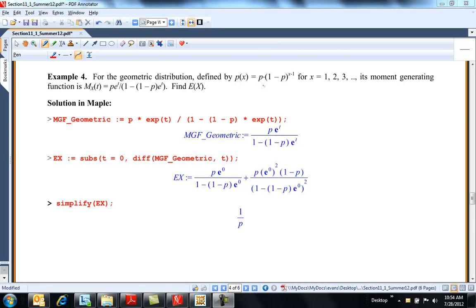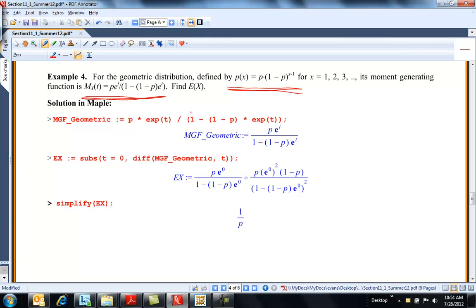One more video for this section, and then I think that's probably enough. And then I have some examples at the bottom here. Here is a geometric distribution. There's its probability mass function. And this turns out to be its moment generating function.